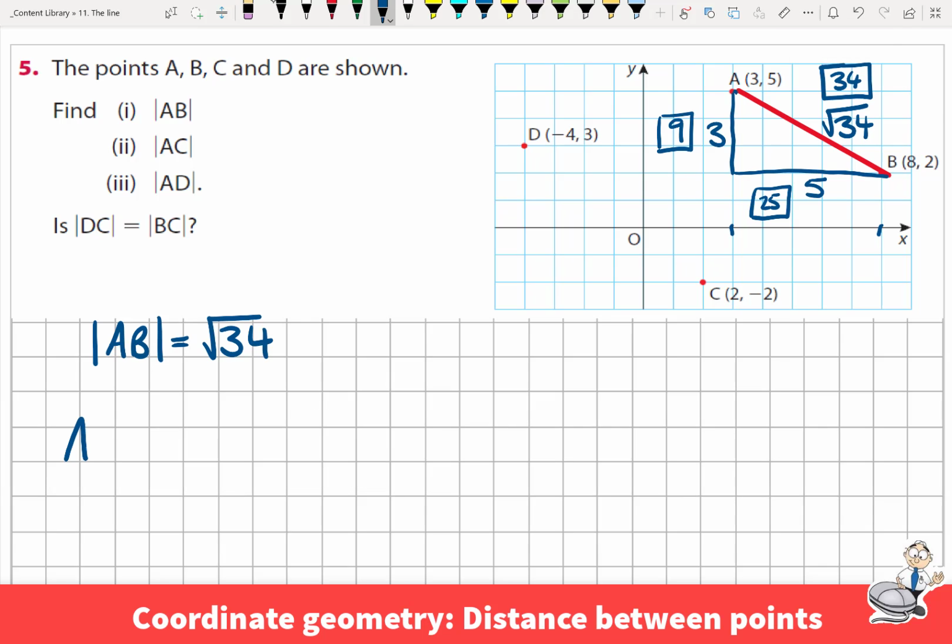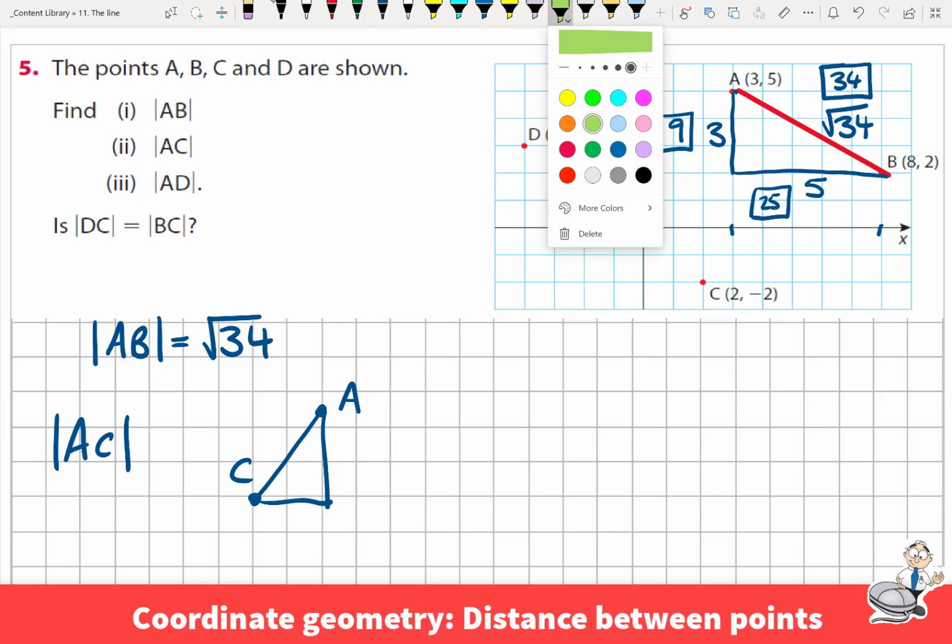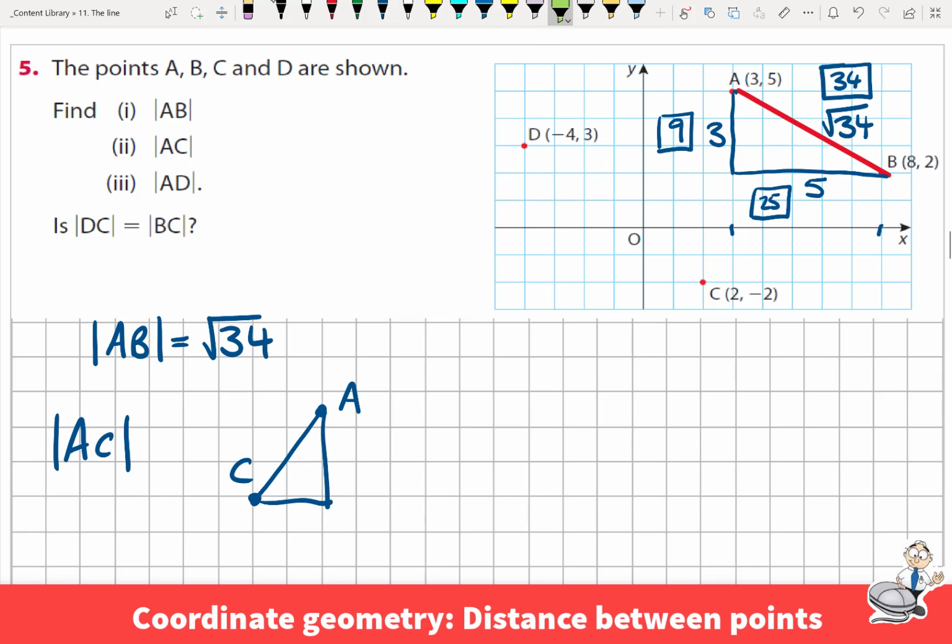So the next question is asking me for the size of AC. I can see roughly where A and C are looking at this. So if I call A here, C here, I'm doing a little rough sketch. This is not exact, but it's going to be good enough for me to draw in the sides and use Pythagoras' theorem on it.